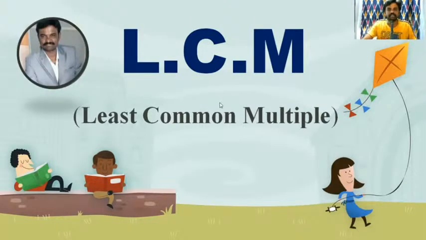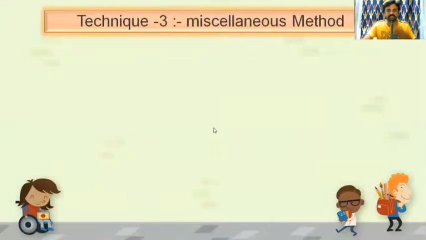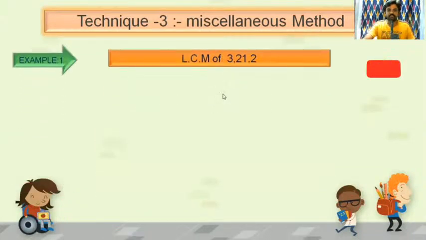In the previous lesson, we learned technique 2 and technique 1. In this lesson, we are going to learn technique 3. Let's go into that. Technique 3 is nothing but the miscellaneous method. So, what is the miscellaneous method? Let us see now, by taking an example.